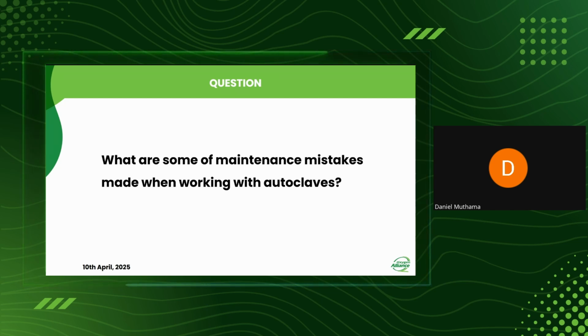The other mistake we have is we don't grease the wing nut. For example, on the vertical autoclave, we need to use what we call the silicone grease, sparingly, after some 2 or 3 months, we need to grease the wing nuts. Most of our technical people, we don't grease the wing nuts.